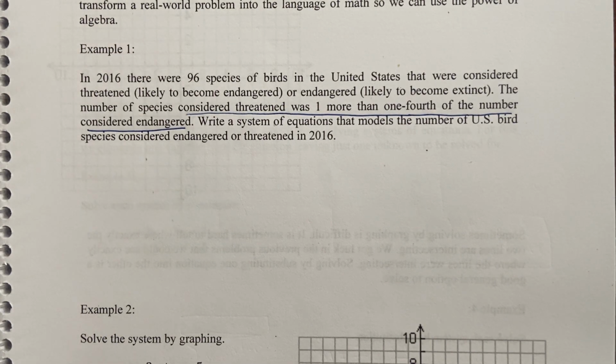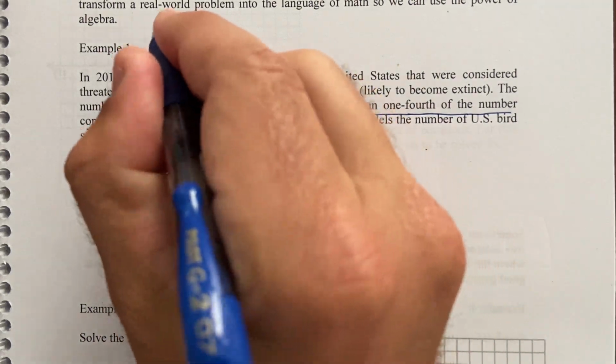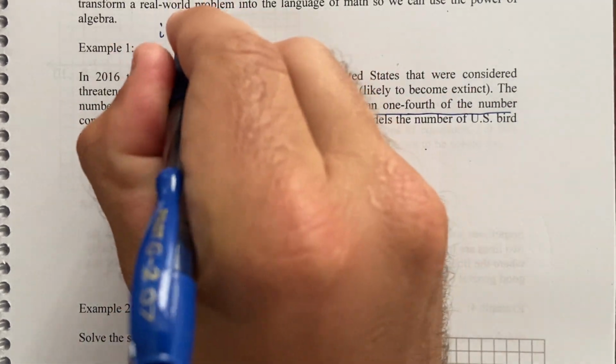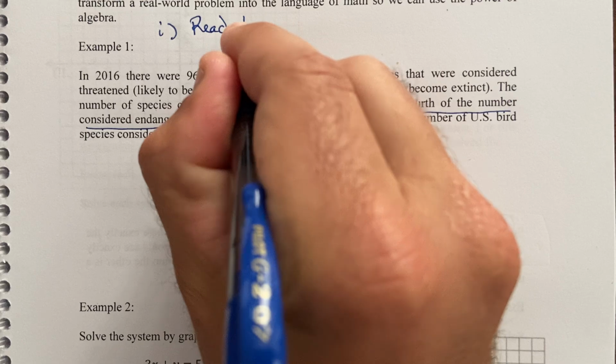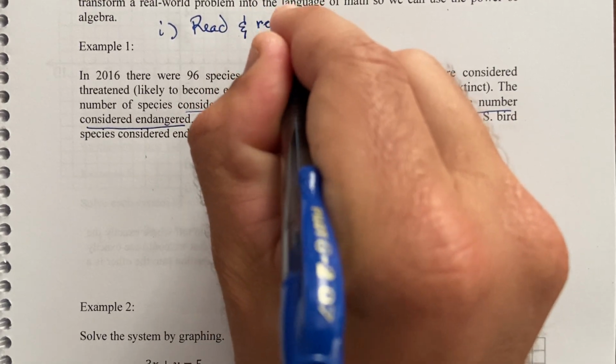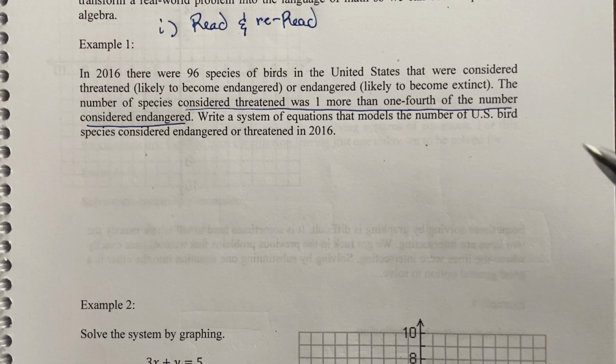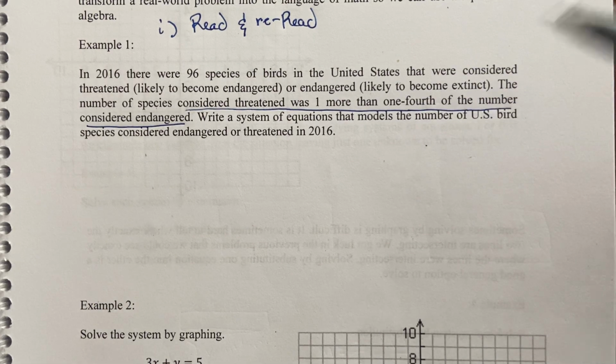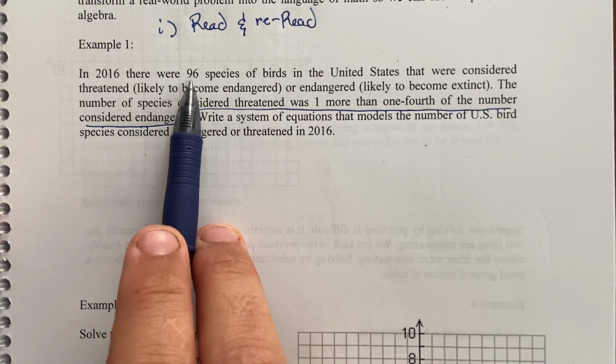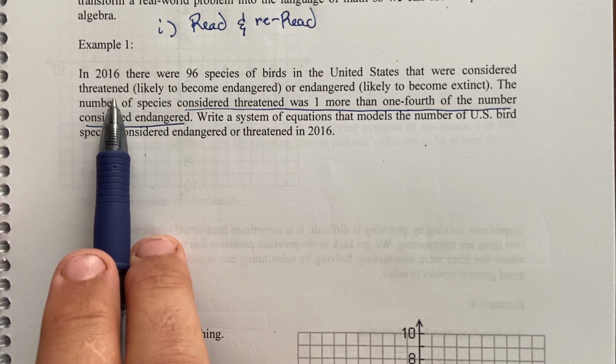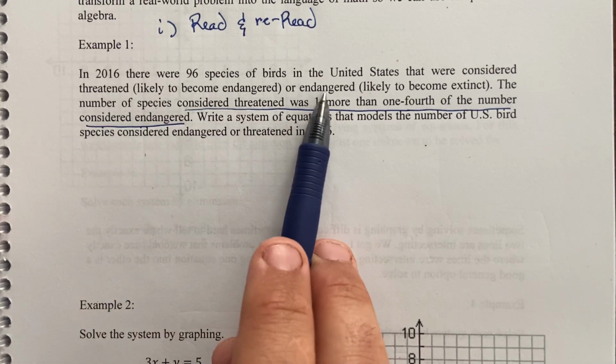So what I recommend with all of these is to read and reread. So with word problems, that is. So let's go ahead and reread this. So I'll just read through it again. It says in 2016, there were 96 species of birds in the United States that were considered threatened or endangered. So what they're saying is that this 96 accounts for types of birds that are considered threatened or considered endangered.